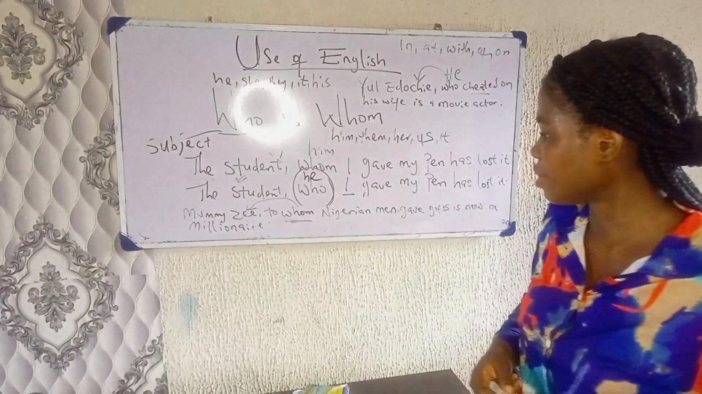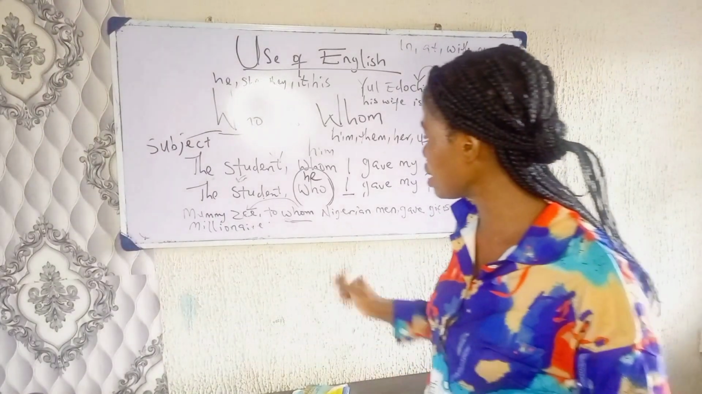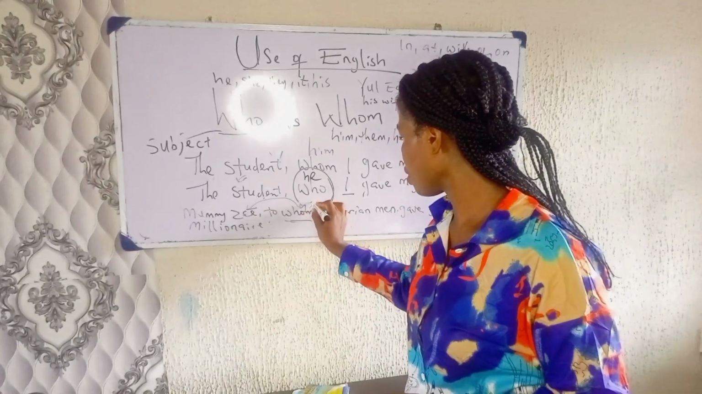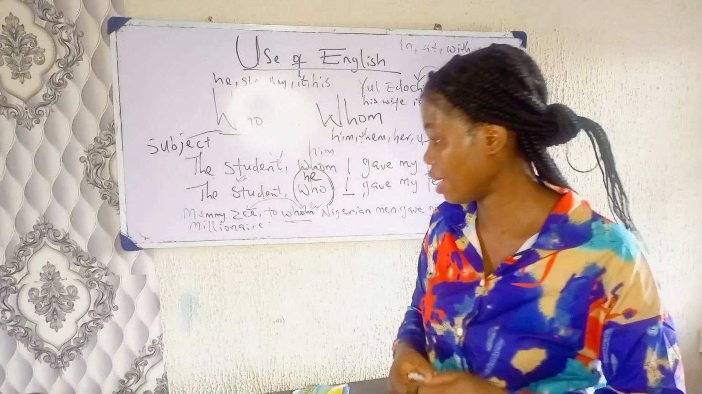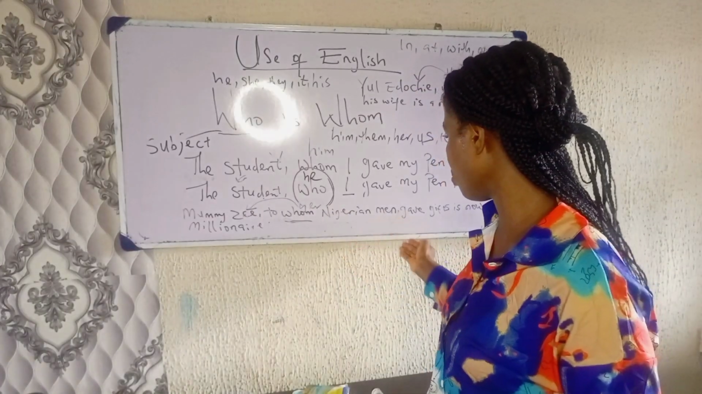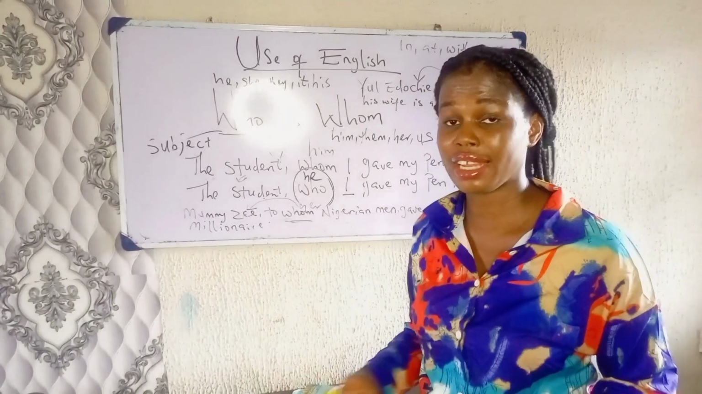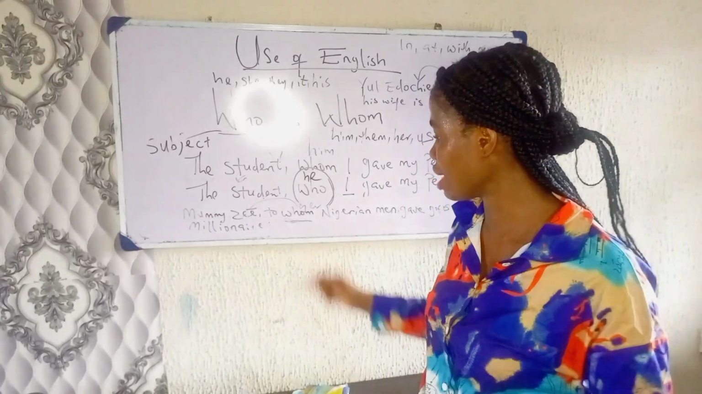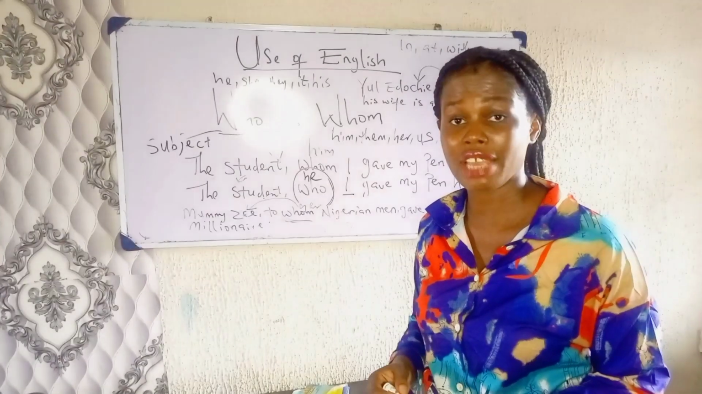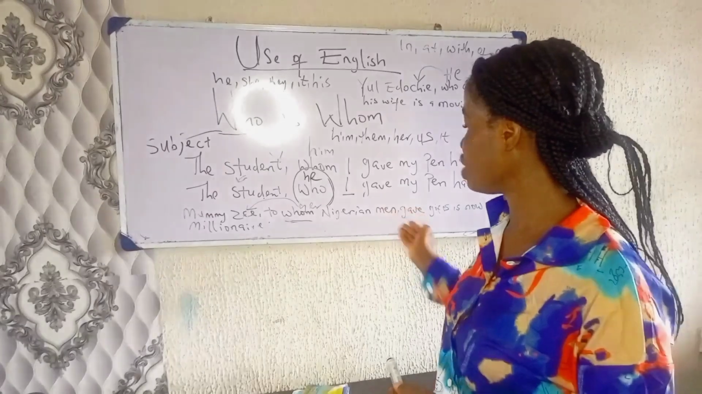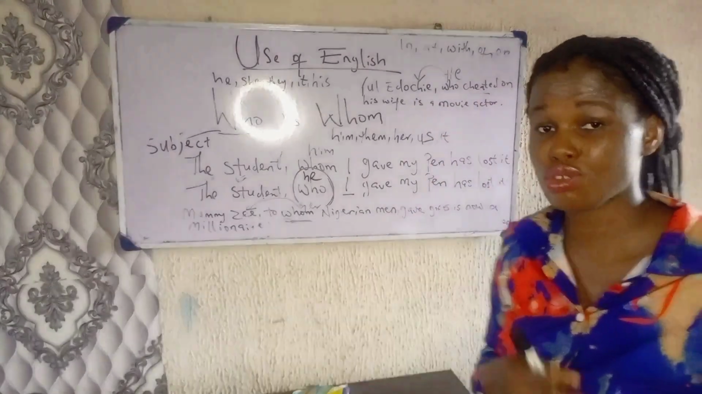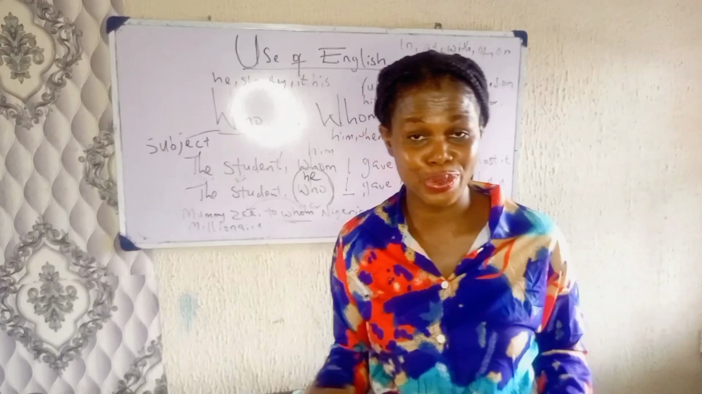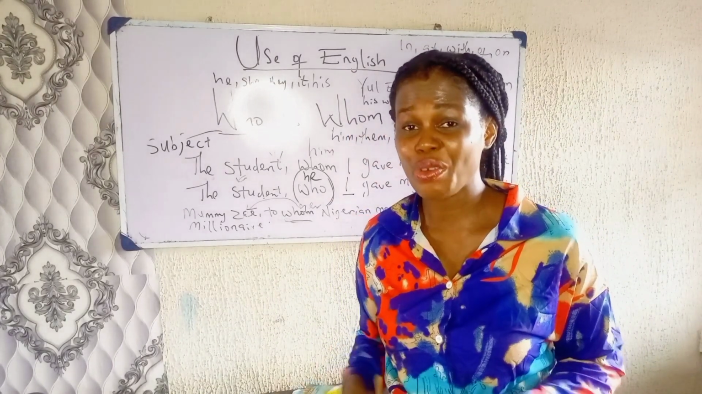And thirdly, it can be replaced with her. It can be replaced with an object pronoun, her. To her, Nigerian men gave gifts. You cannot say "to she, Nigerian men gave gifts." You say "to her, Nigerian men gave gifts." So that's practically how to use who and whom in a sentence. I hope you understood it.